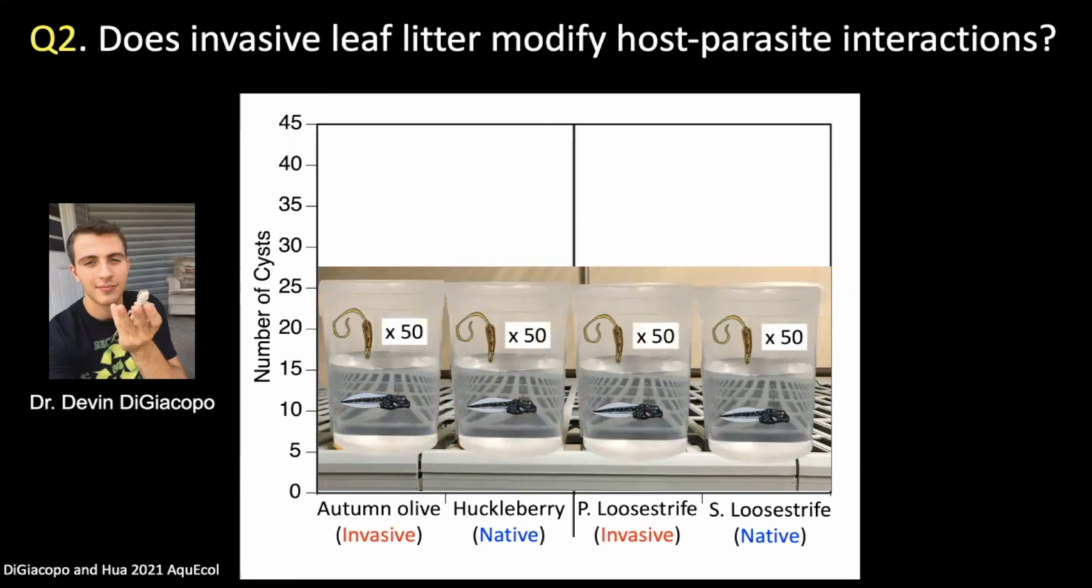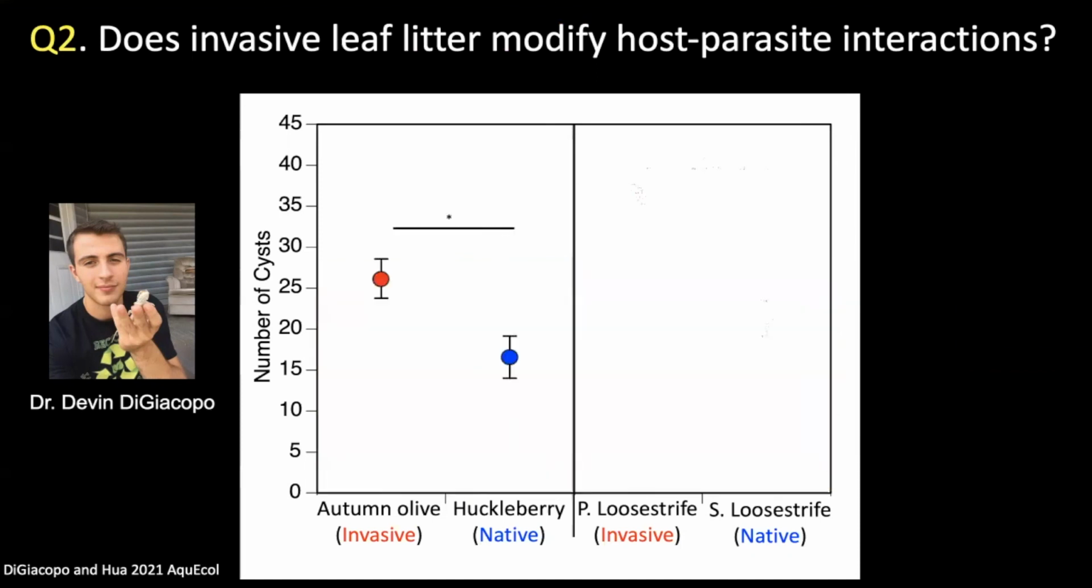It's important to note that we did the exposure to parasites in clean water here so that we could isolate the effects of leachates on the tadpole without confounding the effect of the leachates on the parasite. We also did the reverse experiment where we put the trematodes in the leachates, but for the sake of time, I'll just focus on this today. What Devin found is that for both native-invasive pairs, being raised in invasive leaf litter leachates made tadpoles more susceptible to parasites. So again, highlighting the importance of taking into consideration abiotic conditions, an ecosystem level perspective, when trying to understand what influences host-parasite interactions.